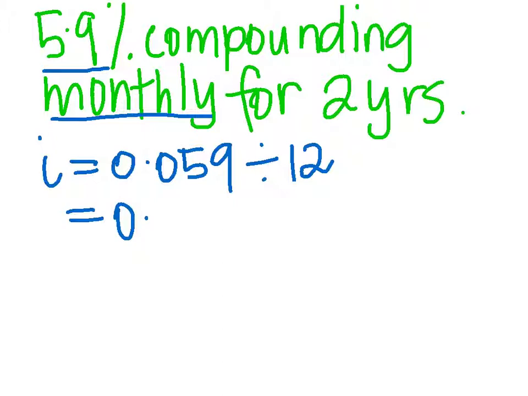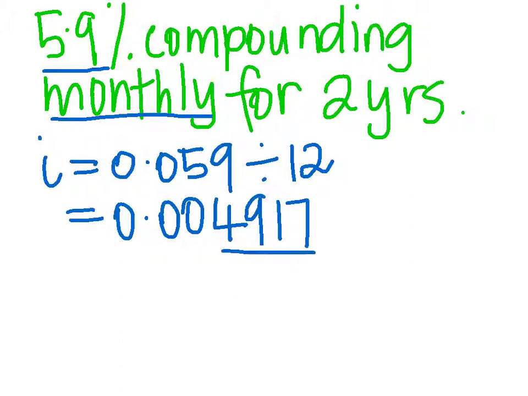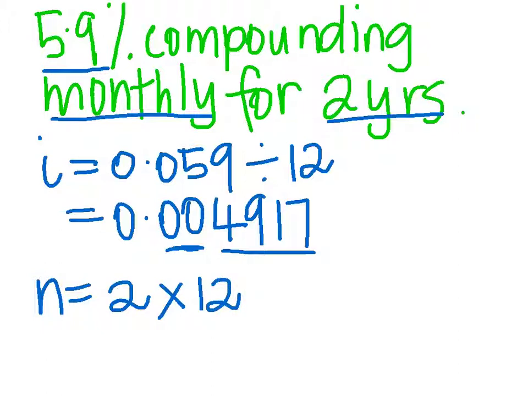And that works out to 0.004917. And I usually like to put a minimum of 4 digits here, excluding the zeros. The more digits you have, the more accurate it's going to be. And then our N, we're compounding monthly for 2 years. So there's the 2 years, and we multiply it by 12. So that's going to be 24.